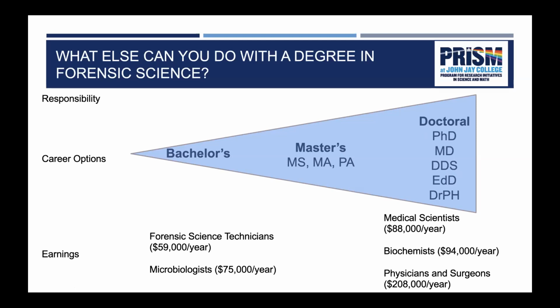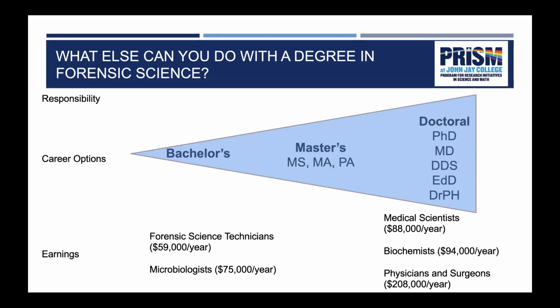Last year, our last round of students that got into PhD programs were getting offered about $41,000 to $42,000 a year with health insurance. So it's a pretty good deal. And PhD programs are around 5 to 6 years. You could also go to medical school, you could go to dental school, you could get your EdD, which is an education degree, or your doctorate in public health.